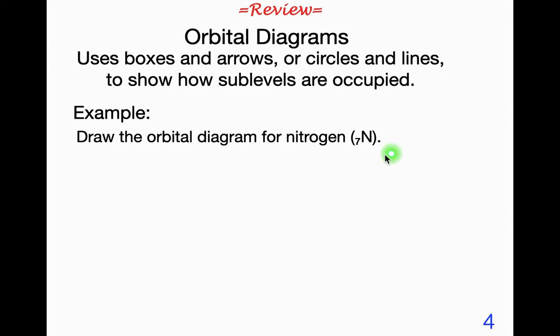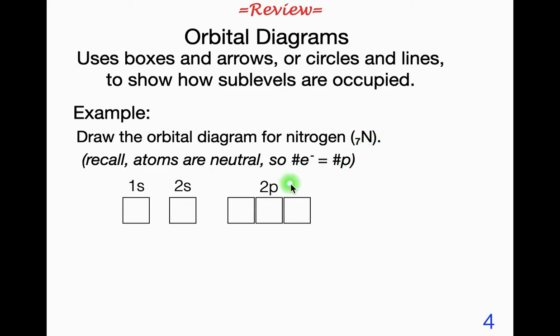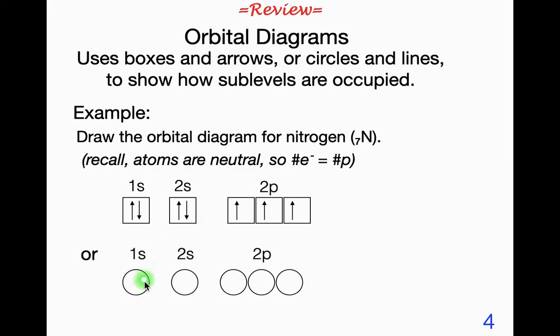Example. Draw the orbital diagram for nitrogen. Recall that atoms are neutral, so whatever the atomic number is, that's the number of electrons that we would have. So we have 7 electrons, and so we would need the 1s, 2s, and 2p. And then following the rules, 2 electrons in the 1s, 2 in the 2s, and we have 3 remaining. Each one would go into an individual p orbital following Hund's rule. Now that's a bit of a pain to draw. A simpler way to do it is using circles and slashes. It means exactly the same thing, but it's much easier to do.